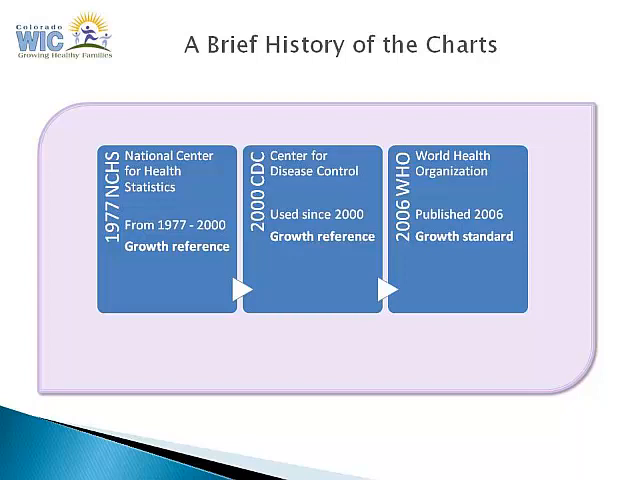From 1977 to 2000, the NCHS, or National Center for Health Statistics growth charts, were used worldwide as a growth reference. Since 2000, the CDC, or Center for Disease Control growth charts, have been used as a growth reference for children from birth to 36 months and from 2 to 20 years of age. These are the charts we are currently using in WIC.